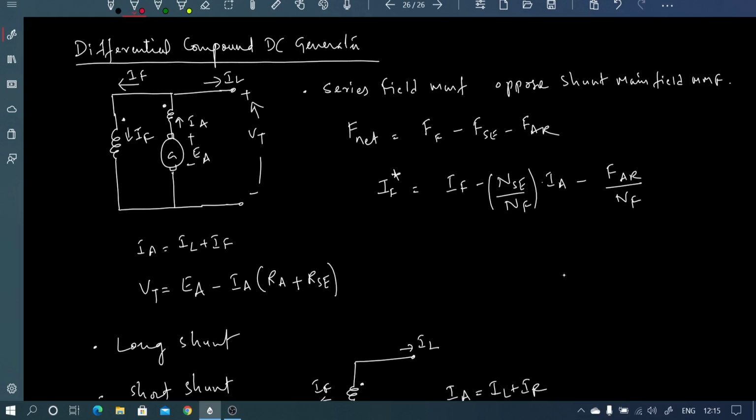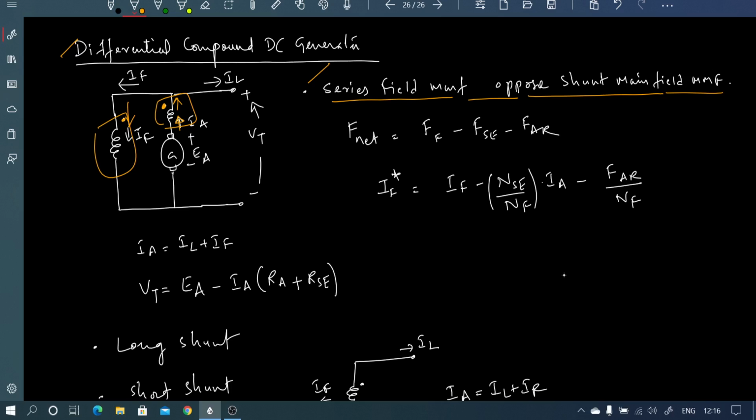Now let us talk about the differential compound DC generators. It is physically the same, that is we have two series and shunt field windings, but the only difference is the series field winding MMF now opposes the shunt main field MMF. So I have shown here the dot convention. This is dot here and this is dot here. So in the shunt field winding the current is entering the dot, and in the series field winding the current is actually leaving the dot. Okay, so that is why I say the MMFs are opposing each other.